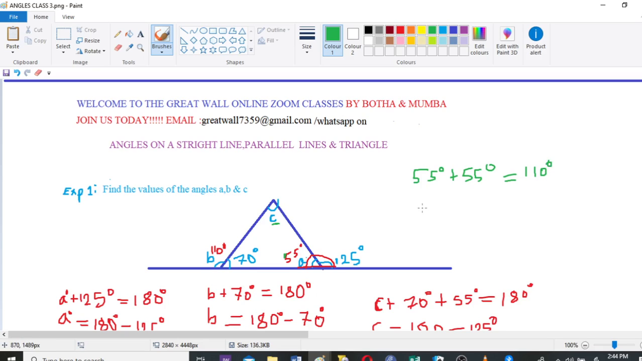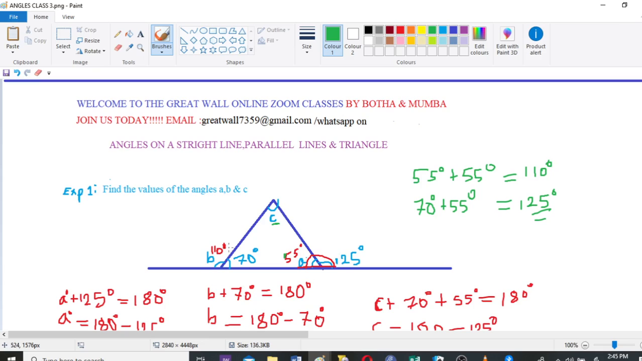Before that, let's also look at adding 70. That's 70 you have, plus C, the value of C, which is 55. What are you getting? You are getting 125, isn't it? Okay, you're getting 125.